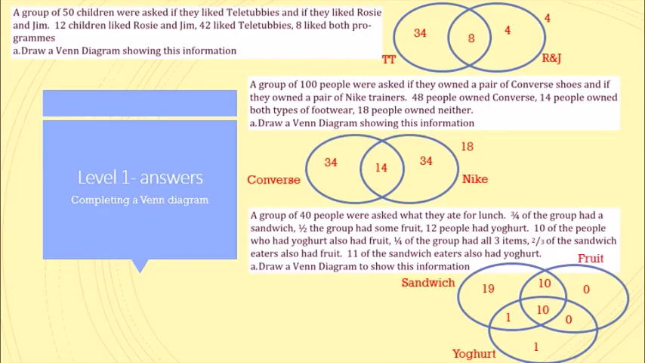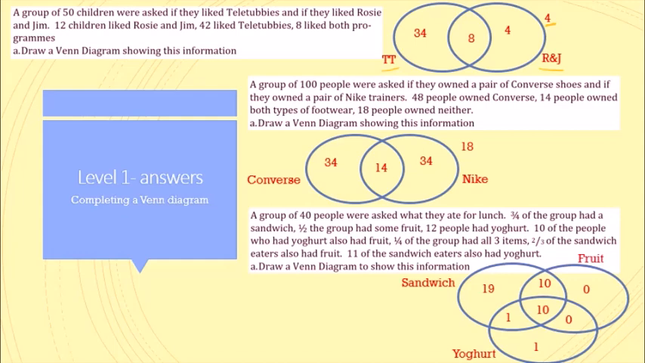Okay, so there were 3 questions in level 1. The first one was about Teletubbies and Rosie and Jim. I hope you're not spending your time in lockdown watching too much of those programs. Okay, so the completed diagram will look something like this. Please check your answer against the answer over there. That 4 on the outside, just remember, means anything that's not Teletubbies or Rosie and Jim.